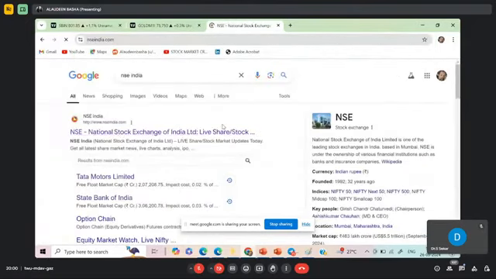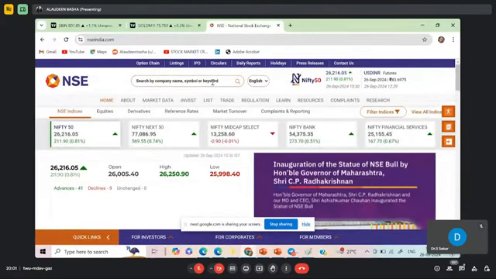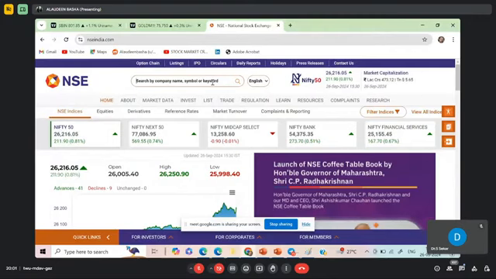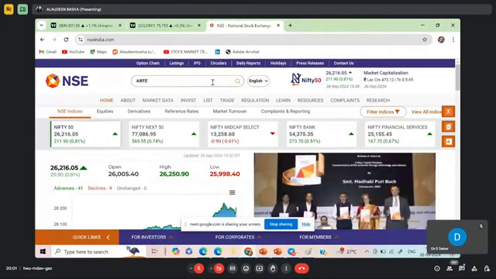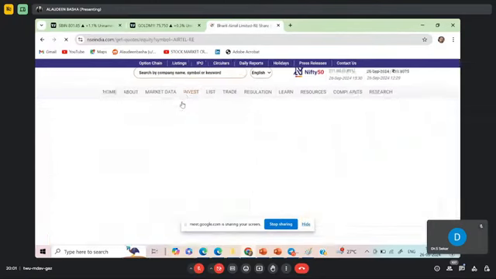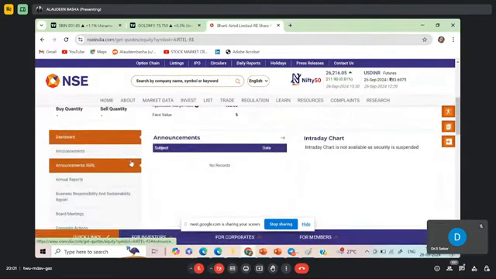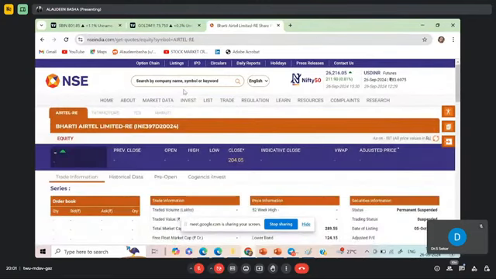In nseindia.com, you can just type whatever stock you want. For example, I go with Airtel. For the Airtel, I just click. After that, I go on to the derivative part.